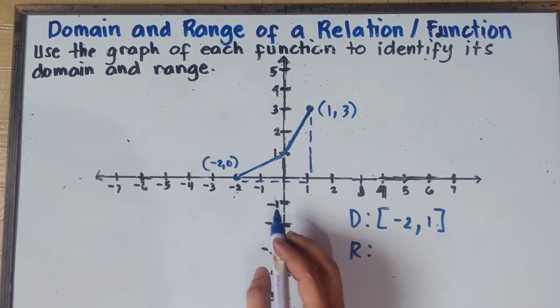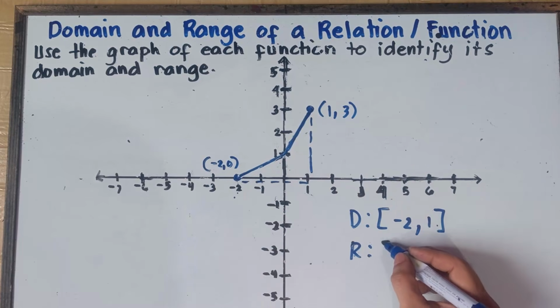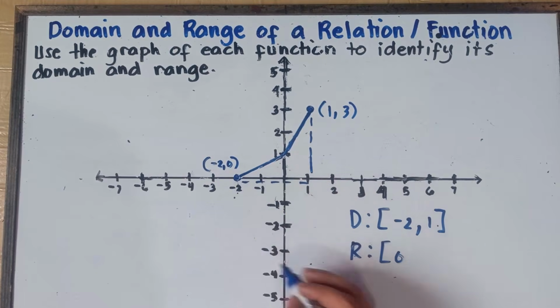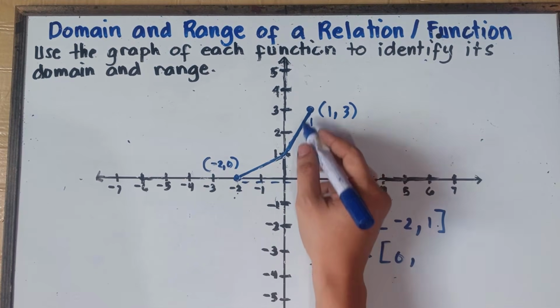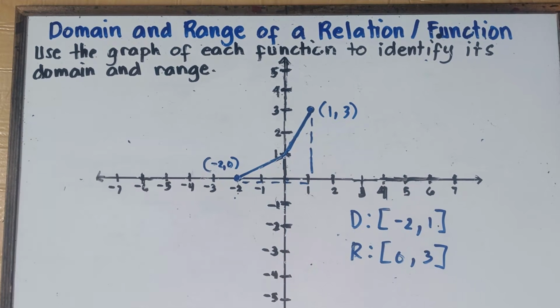So range, that would be from 0. So this one right here, from 0, the range, that would be 0. So bracket 0, because you have a closed circle, from 0 up to positive 3. So 0 up to positive 3. And then bracket. That's very easy, right? With regards to example number 6.